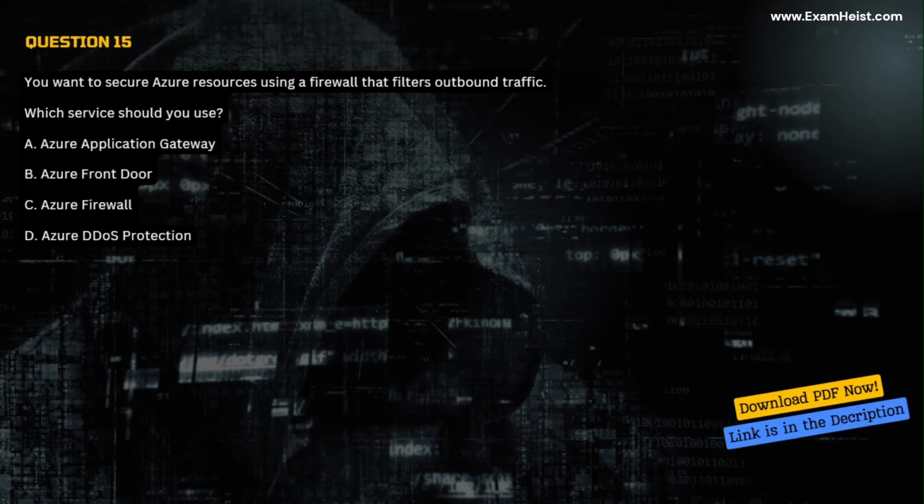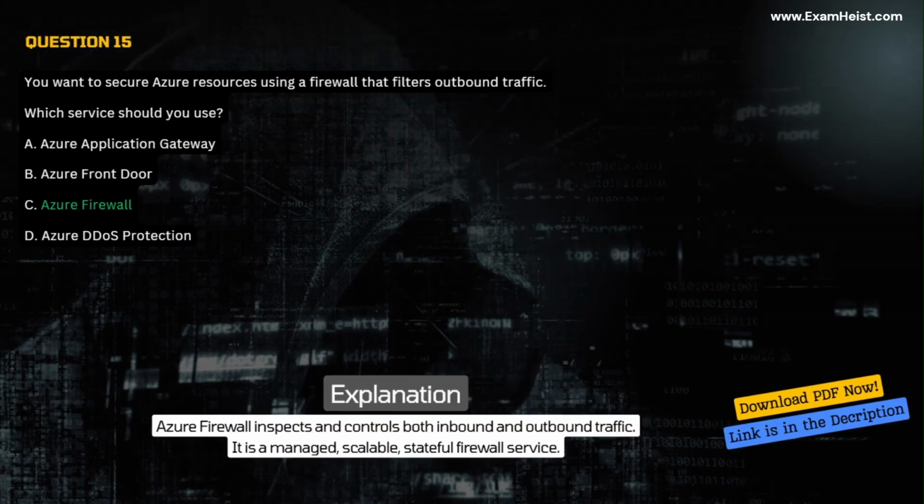Question 15. You want to secure Azure resources using a firewall that filters outbound traffic. Which service should you use? A. Azure Application Gateway. B. Azure Front Door. C. Azure Firewall. D. Azure DDoS Protection. Correct answer, C. Azure Firewall. Explanation. Azure Firewall inspects and controls both inbound and outbound traffic. It is a managed, scalable, stateful firewall service.